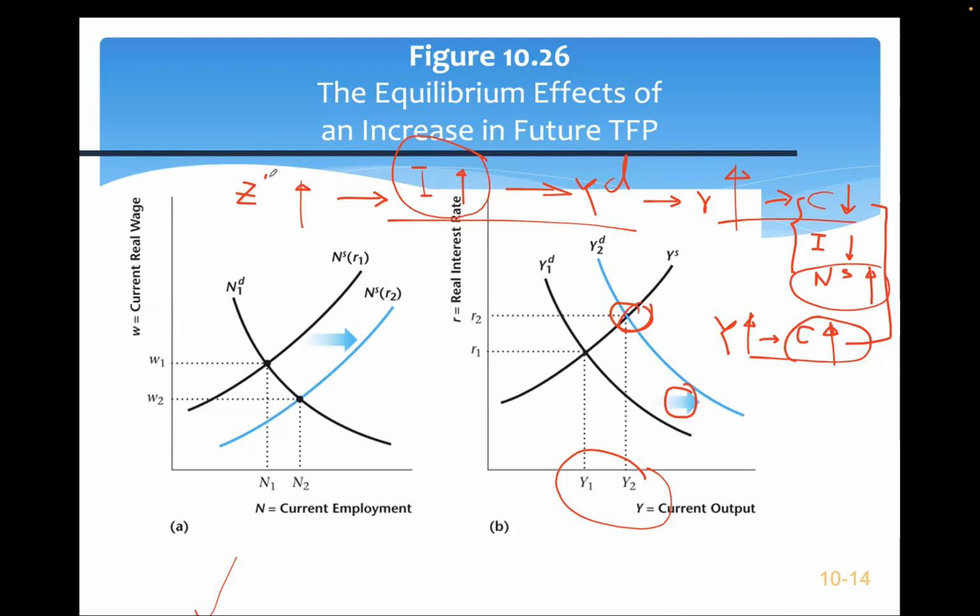Or to summarize, if there's an expectation that future technology becomes more advanced, then what we are going to see is C is going to increase, I is going to increase, and the labor supply is going to increase. Yeah, so we are in turbo mode.